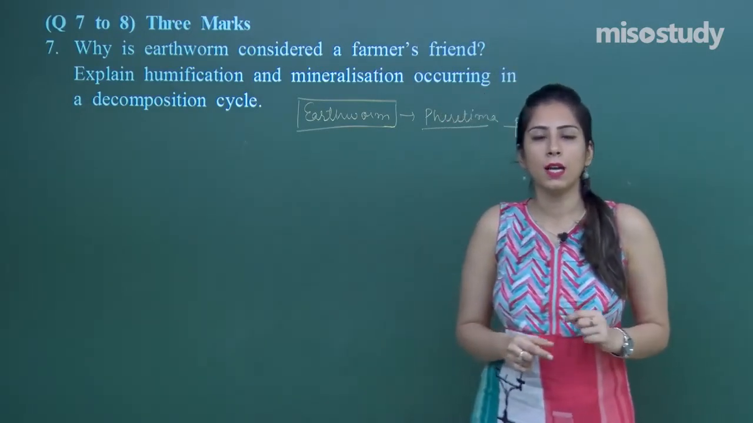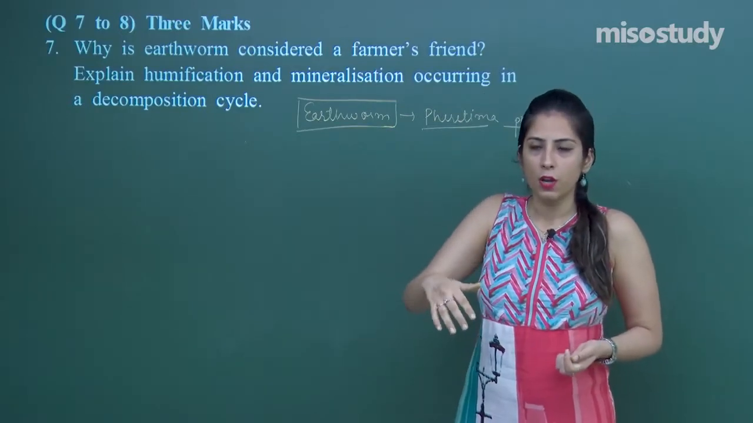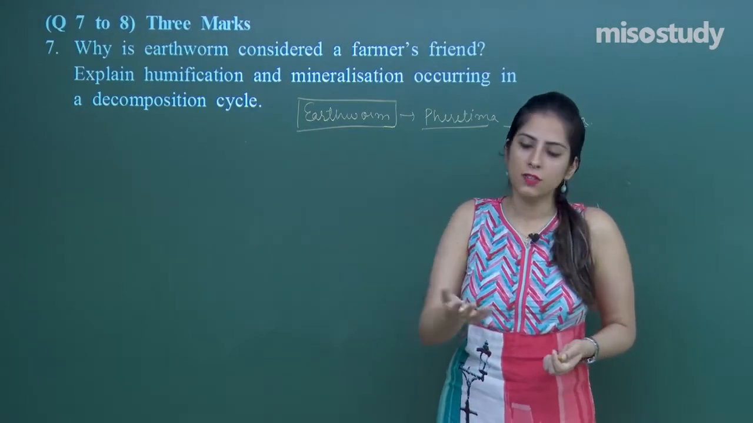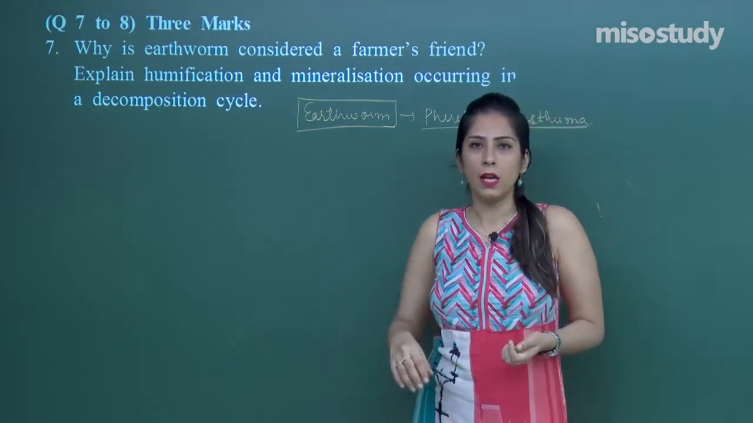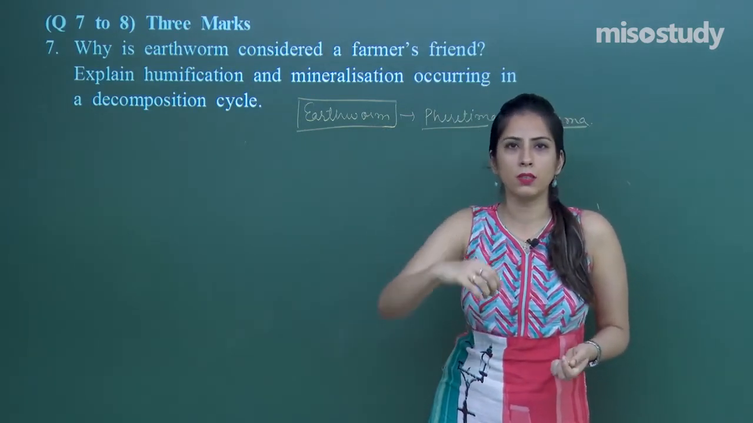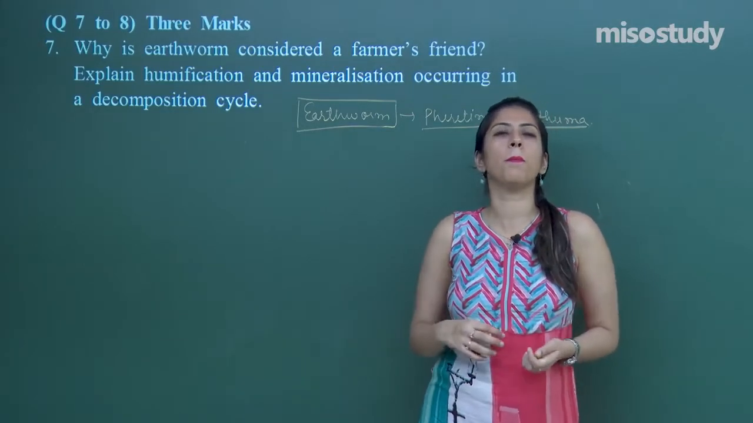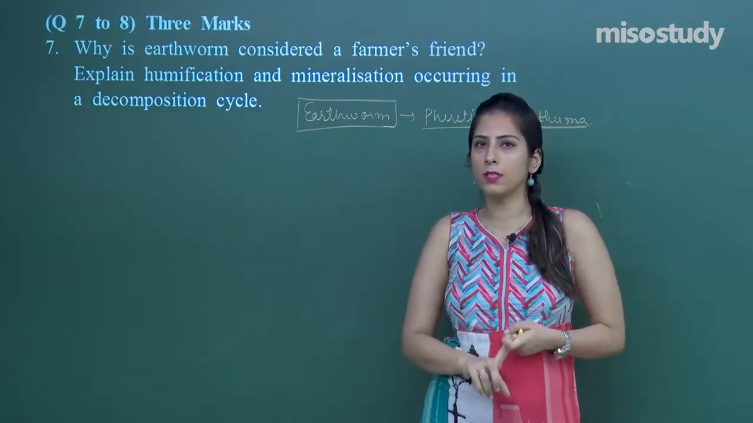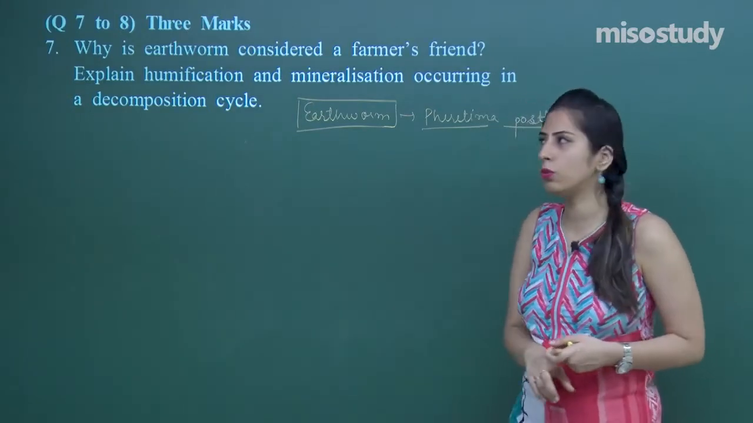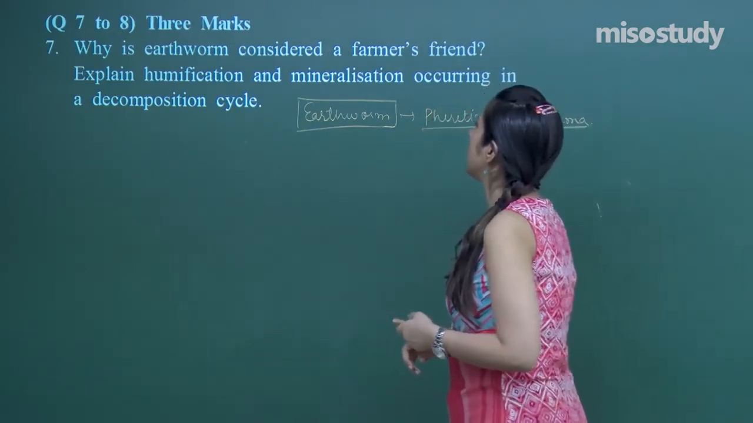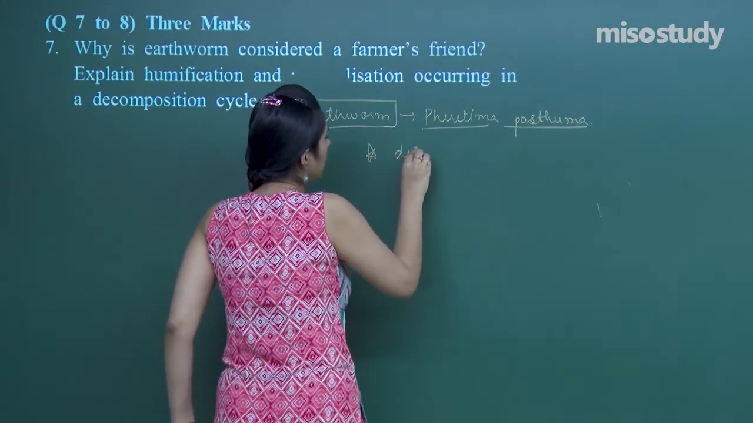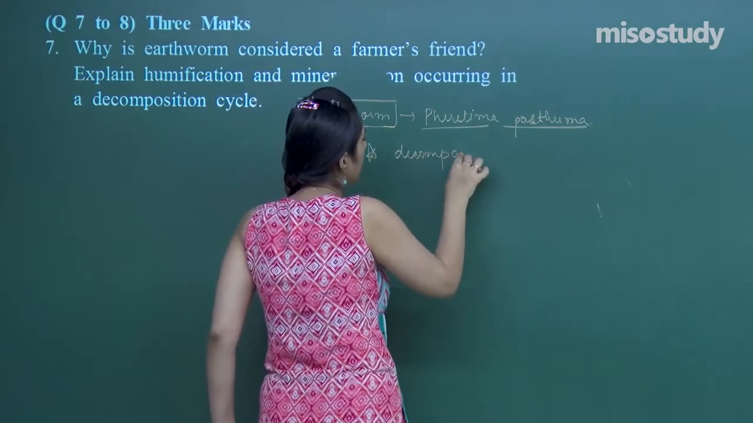Another function is that earthworms make the soil porous, because there are different species. Some species live on the earth's surface, some live in a deeper layer. When they come from a deeper layer to the surface, they make holes in the soil, due to which the soil becomes porous. As the soil becomes porous, the aeration of the soil increases, which is very important for the growth of plants. That is why the earthworm is considered a farmer's friend. Now, we have two reasons for that: they help in decomposition of detritus.